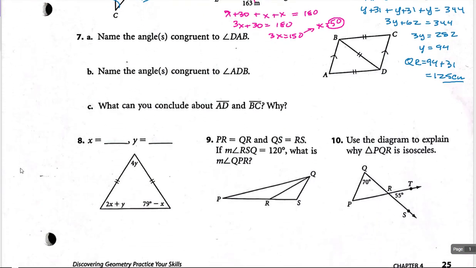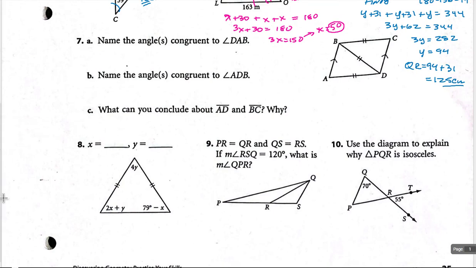Okay. Going on to number 7, they give us a pair of parallel lines and a transversal. So alternate interior angles are going to be congruent. The best way to do a problem like this is just to mark on the diagram the congruent angles based on the relationships. So angle ADB is going to be congruent with angle CBD because those are alternate interior angles.